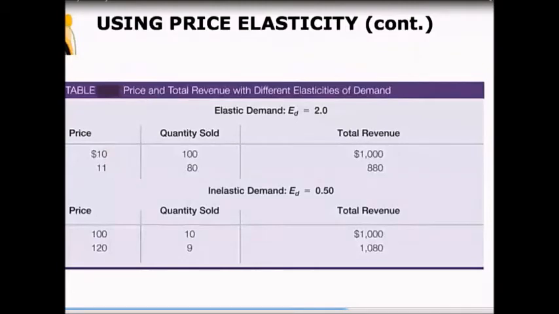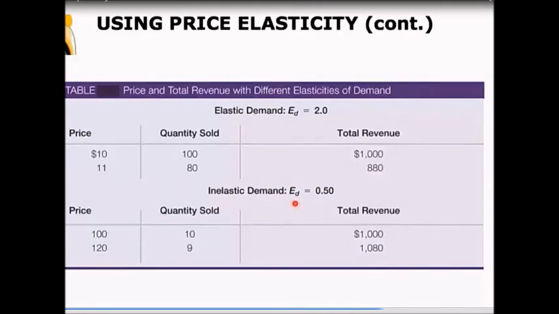So for an elastic demand, and one with a price elasticity of 2.0, an increase in price of 10% is going to reduce the quantity demanded by 20%. So if the quantity was 100, it's now 80. Total revenue goes from 1,000 down to 880. Remember, to calculate total revenue, you just multiply the price times the quantity. So total revenue falls for an elastic demand.